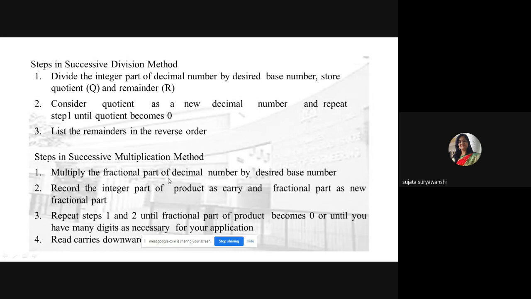Similarly, if you want to convert the fractional part, then you consider the fractional part only and multiply it by 2, and record the integer part if it is generated in the multiplication. Then repeat these steps until the fractional part of the product becomes 0, or until you have as many digits as necessary for your application. Means you have to repeat this successive multiplication method at least 4 to 5 times, and you can stop there.